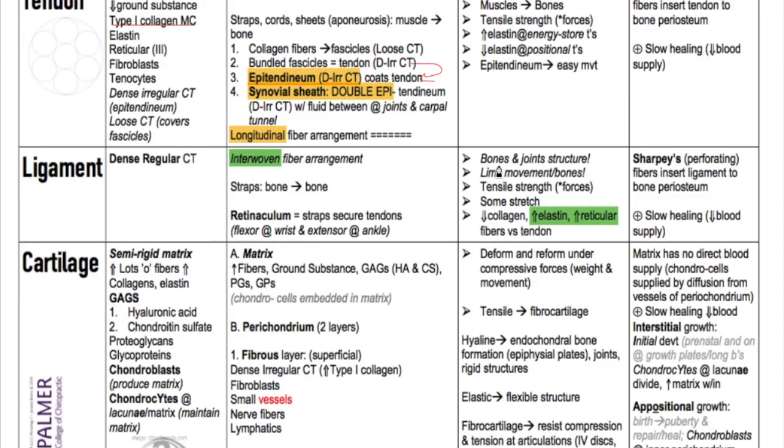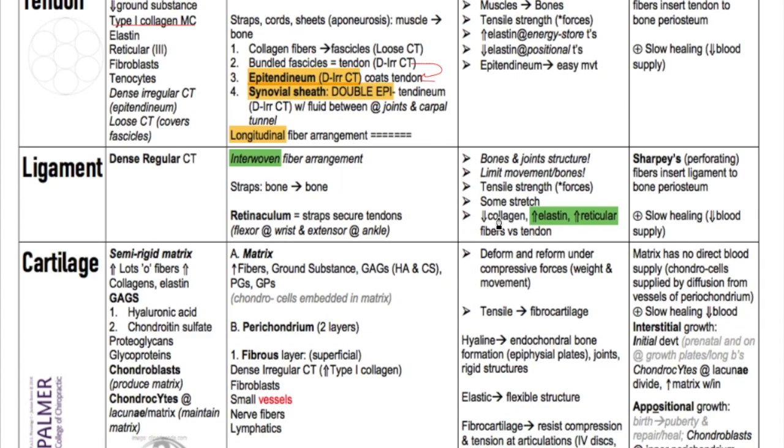Functions of ligaments are just holding the structure of the skeleton together, the bones and joints structures together. It limits the movement of bones as opposed to a tendon, which purposefully transmits tensile forces to move bones. So tendons are about movement while ligaments are about limiting movement. You have resistance to tensile forces, so you have tensile strength in a ligament as well. They have a little bit of stretch, perhaps more than a tendon. I would hope more than a tendon.